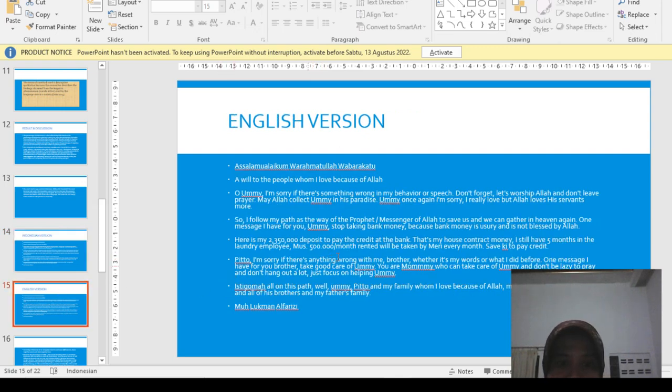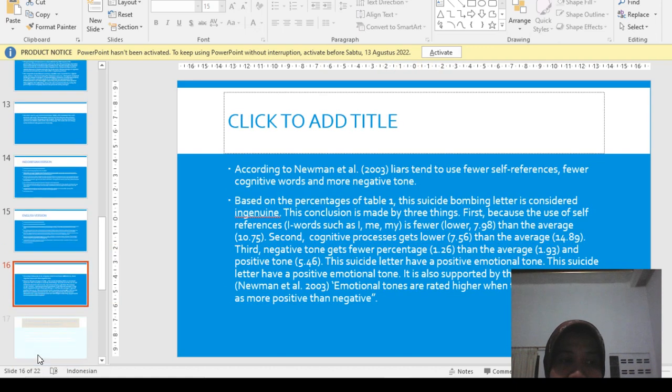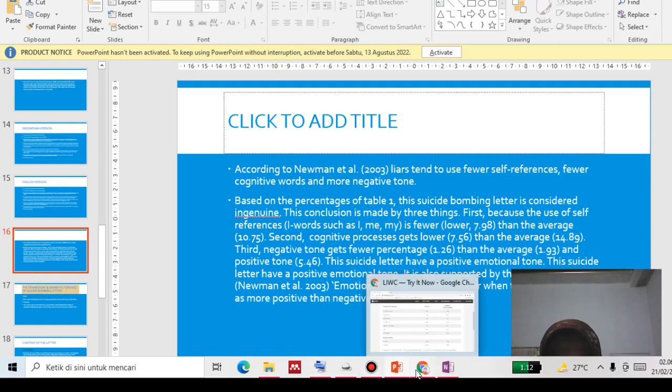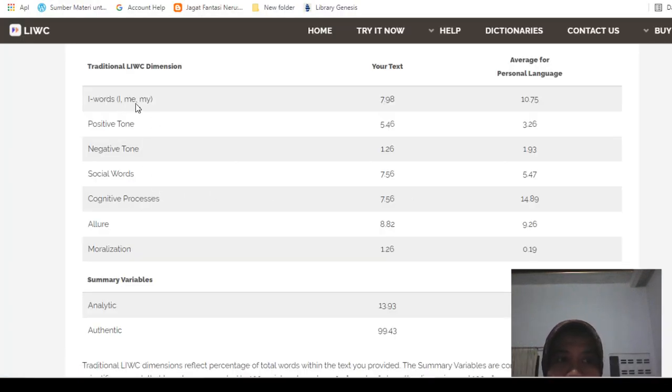So I translate it to be passive. That's the glance of the data itself. And here we can see that the self-reference 7.998 is lower than the average for personal language. So the percentage of this dimension is compared to the average of personal writing.